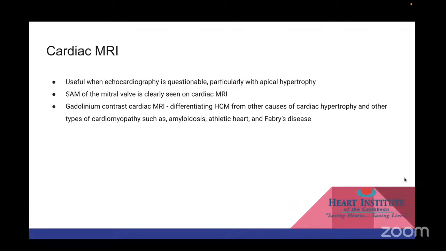There's also a role for cardiac MRI, and this is in patients where the echocardiogram is questionable, or if, for example, you need to get more information, or for those borderline patients where you're not fully sure and you need to get additional information. So systolic anterior motion of the mitral valve is clearly seen on a cardiac MRI. Also, gadolinium contrast cardiac MRI is very helpful in differentiating HCM from other causes of cardiac hypertrophy and other types of cardiomyopathy, such as amyloidosis, athlete's heart, and Fabry's disease.